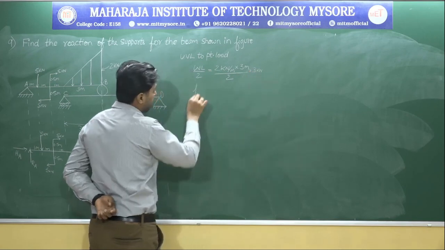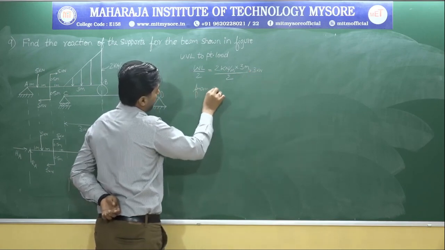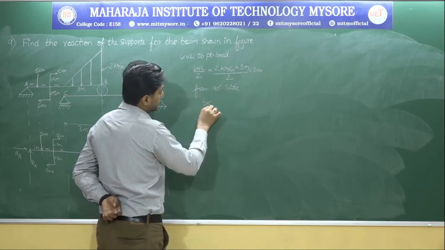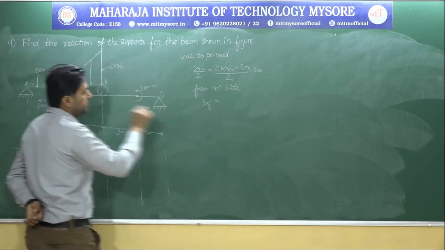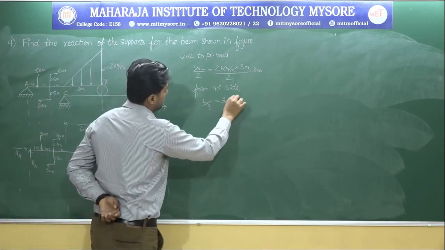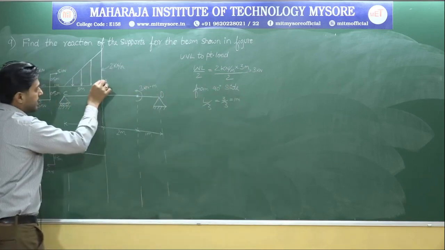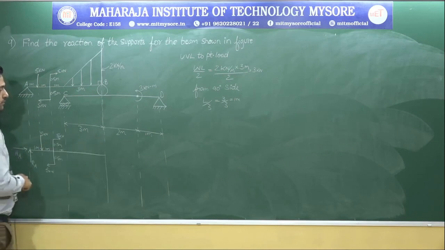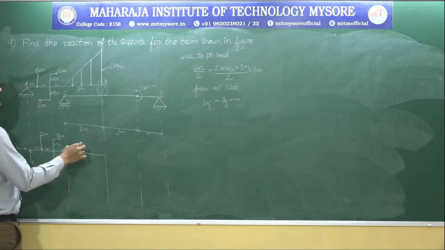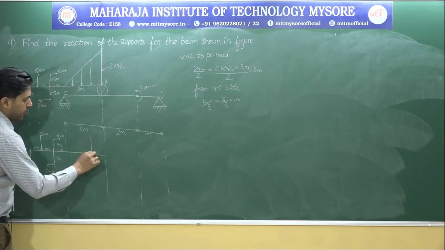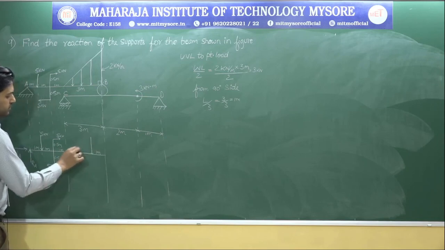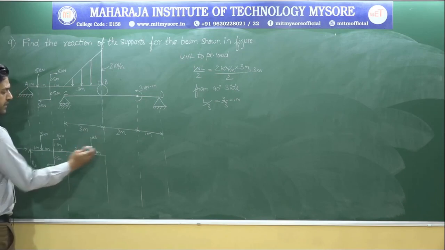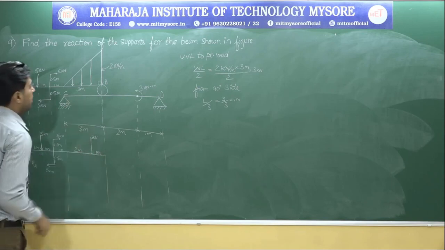So at what distance it is acting? From 90 degree side. From 90 degree side. So it will act at a distance of L by 3. What is the span? So it is 3 meter. So 3 by 3, that is 1 meter span. From 90 degree side. Be careful. Okay. So from 90 degree side, okay, it acts at a distance of 1 meter. So 1 meter, so this is 2 meter, and what is this force? 3 kilonewton. So from 90 degree side, L by 3 distance. So we are done with it.